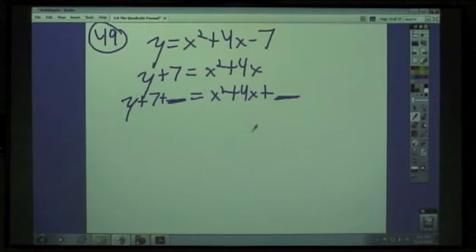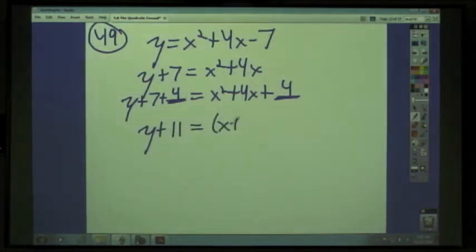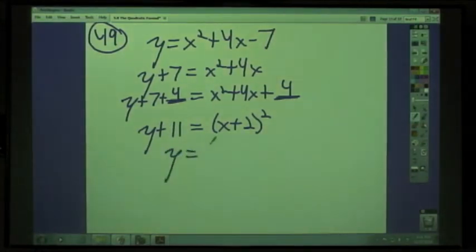4 divided by 2 is going to be 2. When you square that, you get positive 4 that you add to both sides. So you're going to have y plus 11 on the left, and x plus 2 squared on the right. To get it in vertex form, you just subtract the 11 over, and that's going to give me x plus 2 squared minus 11 on the other side.